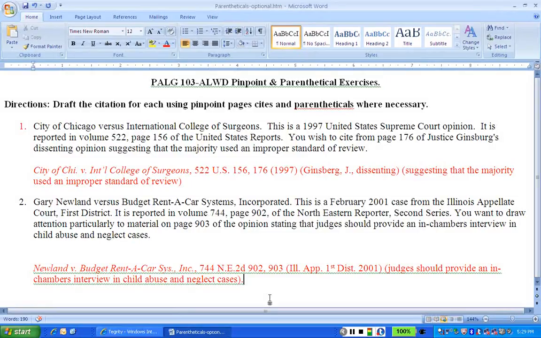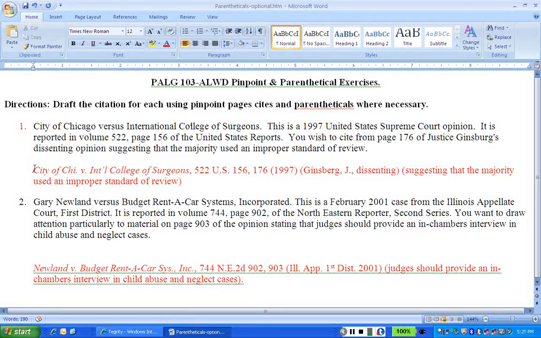So I have provided you with two examples so we can practice. This is information that I provided, and you are to then cite it and put it in parentheticals. So we have City of Chicago versus International College of Surgeons. This is a 1997 United States Supreme Court opinion. It is reported in volume 522, page 156 of the United States Reports. You wish to cite from page 176 of Justice Ginsburg's dissenting opinion, suggesting that the majority used an improper standard of review. First and foremost, you have to provide the case name.